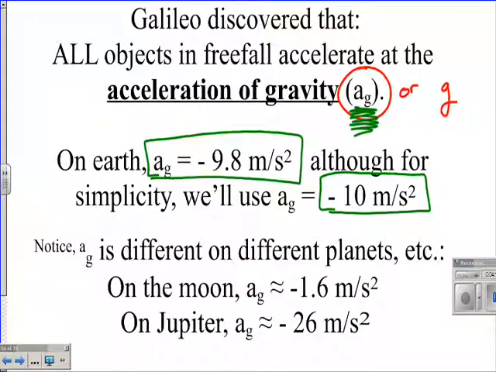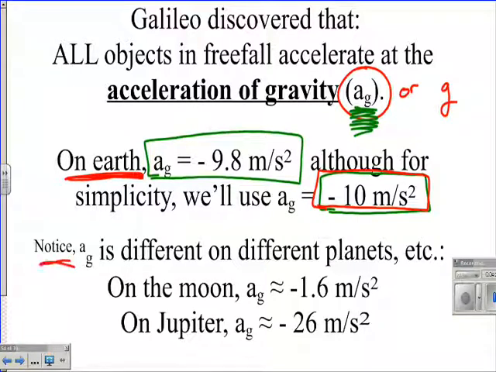It's not that I think you can't do calculations with 9.8. It really sort of speeds things along. All right? So for us, from now on, the acceleration of gravity is going to be negative 10 meters per second squared on Earth. Okay?